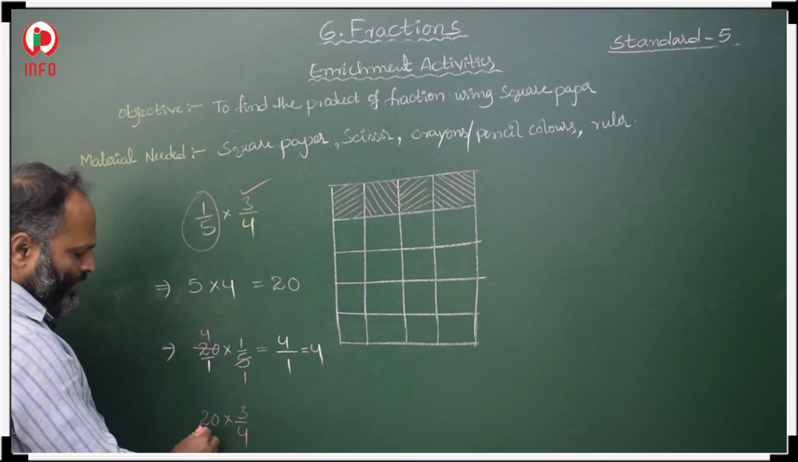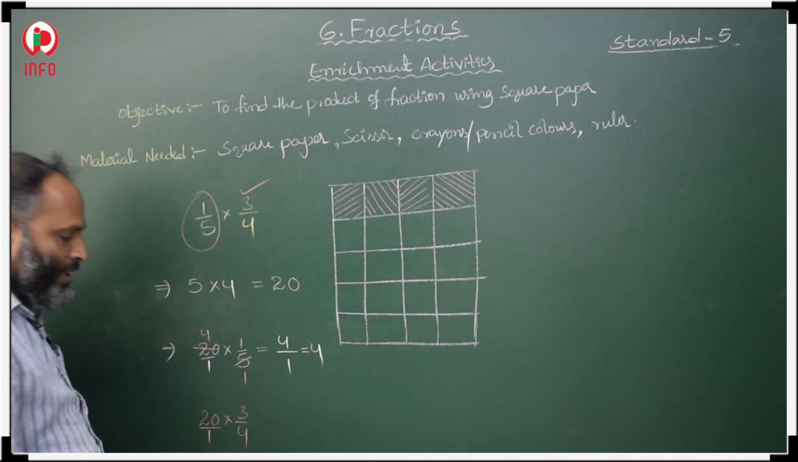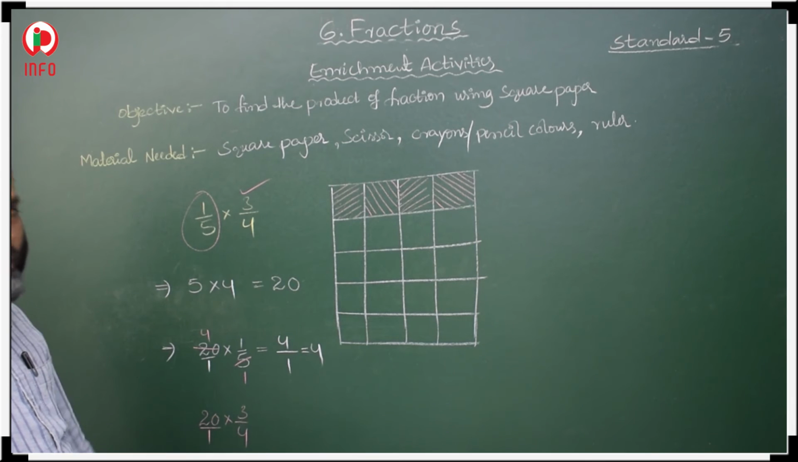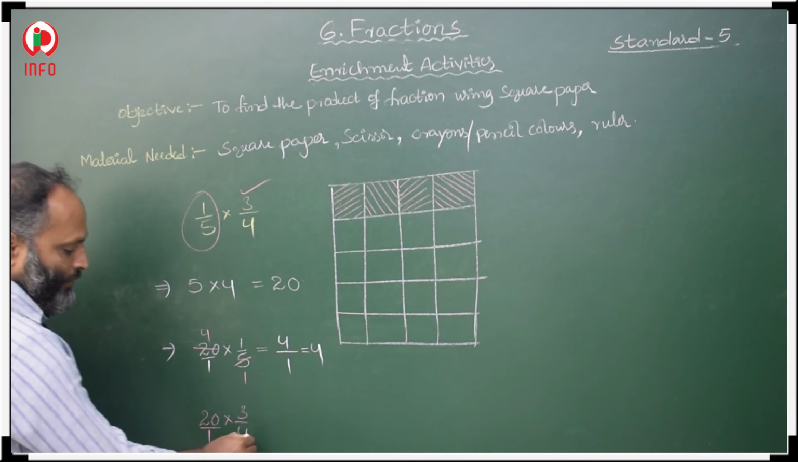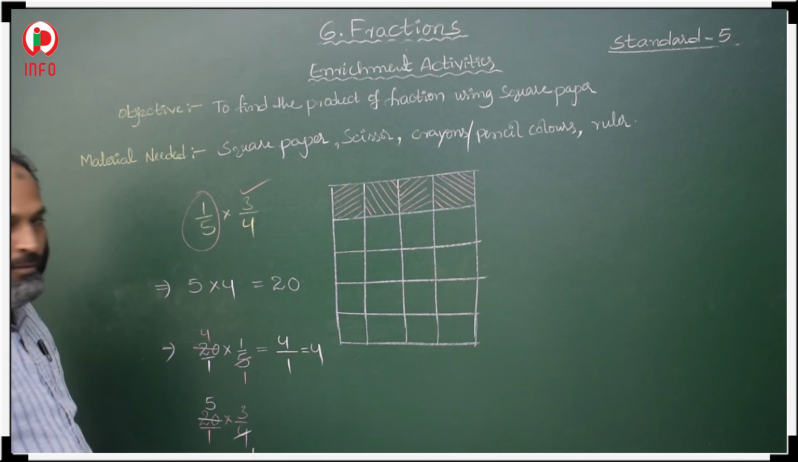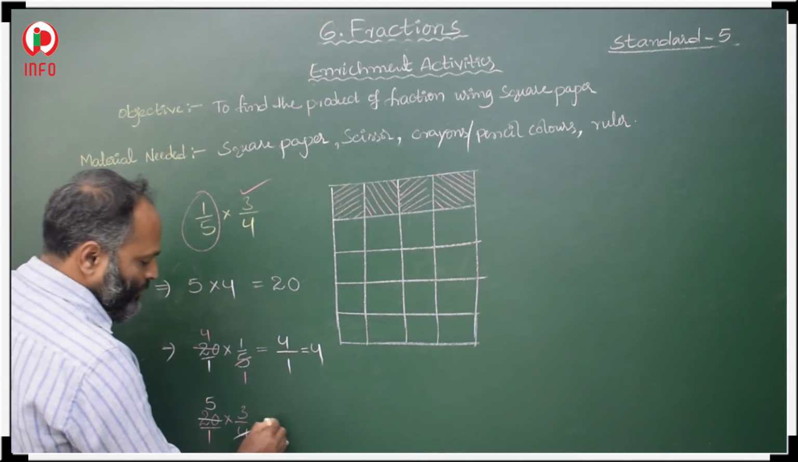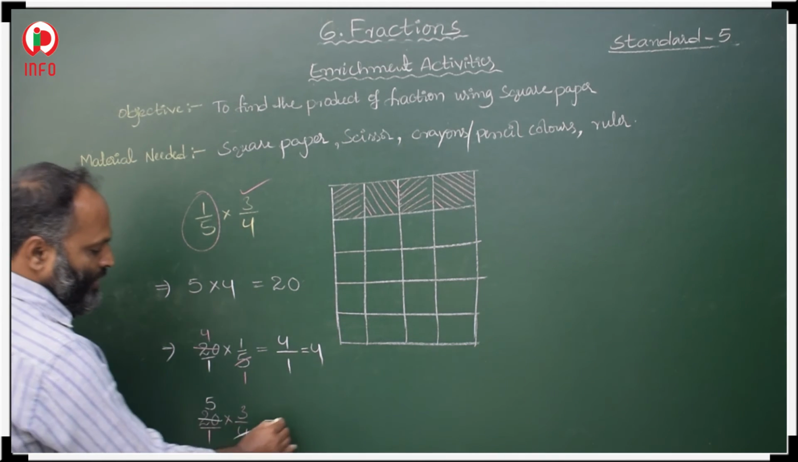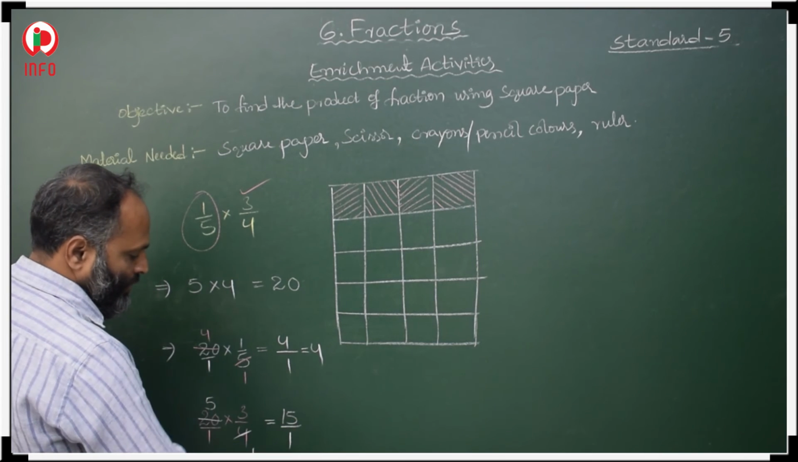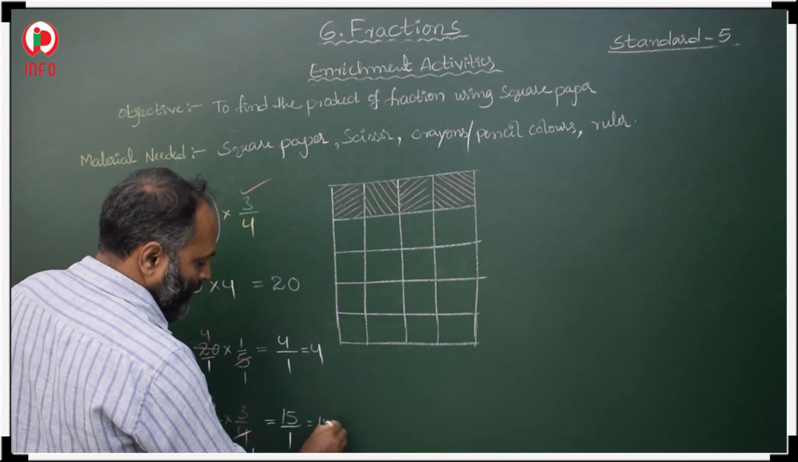This is a whole number, so there is no denominator, which means it is 20 by 1. Then these two have the common factor 4, so we have to cancel with 4. 4 ones are 4, 4 fives are 20. Now what is there in the numerator? 5 and 3. 5 threes are 15 by 1 ones are 1. 15 by 1, 15.